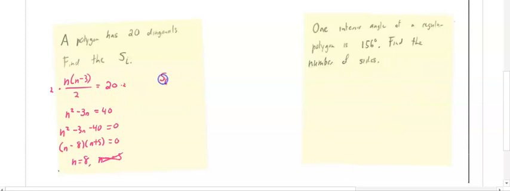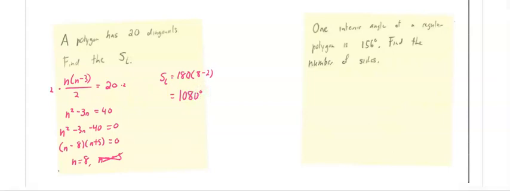So to find the sum of interior angles then, it is 180 times the number of sides minus 2. So we have 180 times 8 minus 2, which is 6 times 180. That gets us 1,080 degrees.